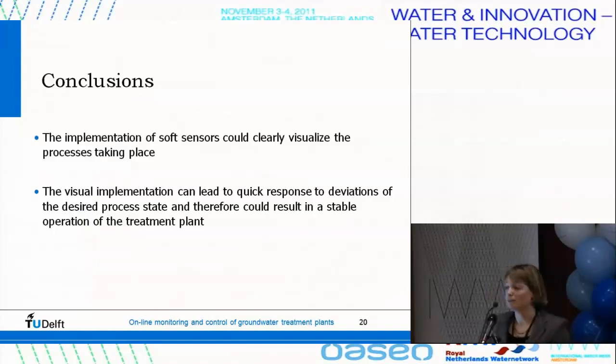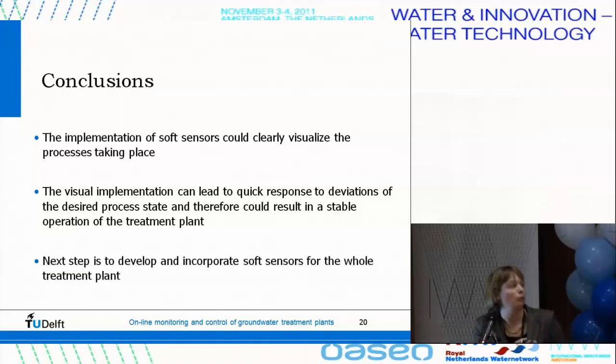So that brings me to my conclusions. The implementation of soft sensors, so online monitoring based on water quality modeling and online monitors, gives you quite a lot of information about the processes taking place. And also by implementing this visually on a dashboard, this gives you much more information and helps you to get a more stable operation of the treatment plant.